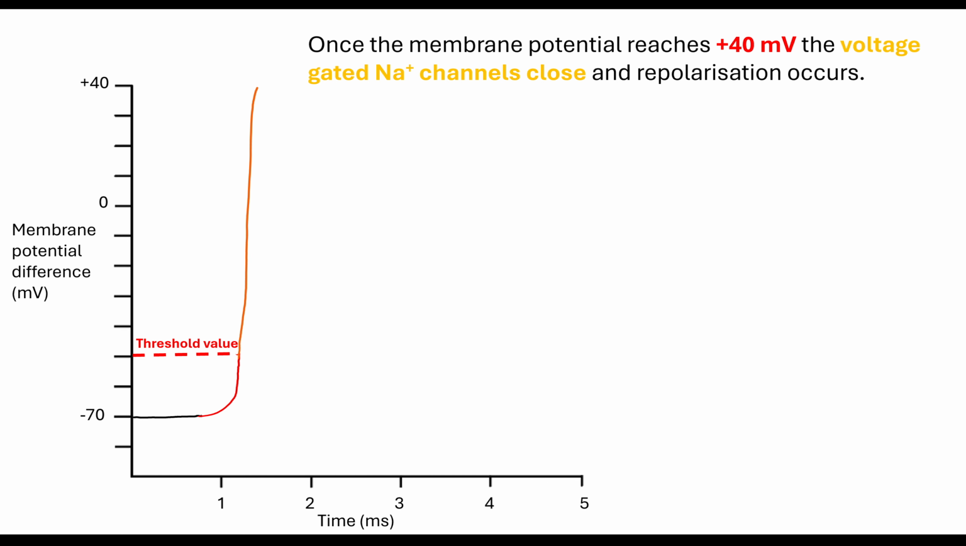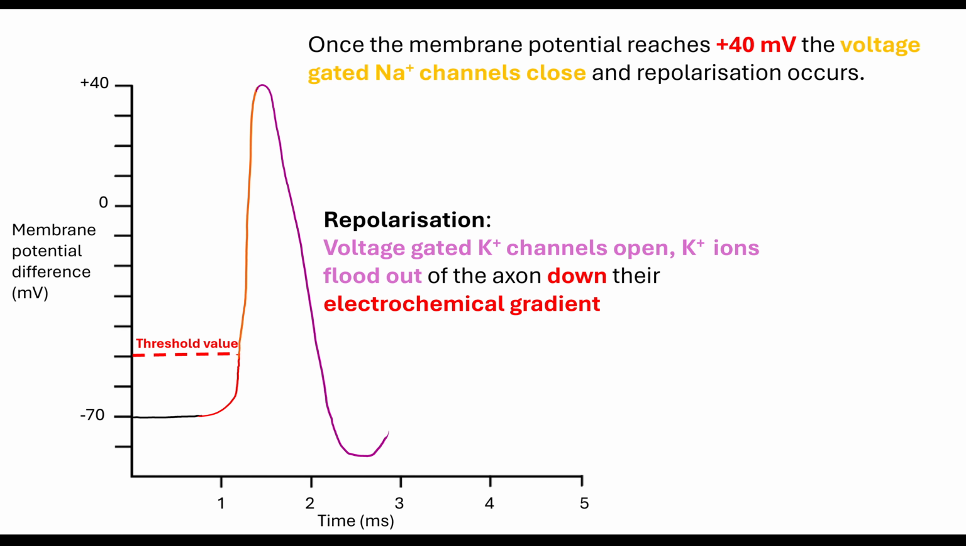Once we have depolarized the membrane and it gets to its peak, which is about plus 40 millivolts, it's always the same size. An action potential never goes above plus 40 millivolts. Once the membrane potential has reached plus 40 millivolts, the voltage gated sodium channels are going to close. Now what's going to happen is what's known as repolarization. We're going to take that membrane potential and bring it back down towards minus 70 millivolts. We are going to repolarize the membrane.